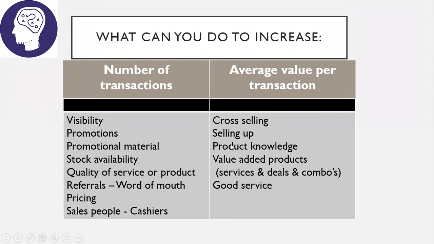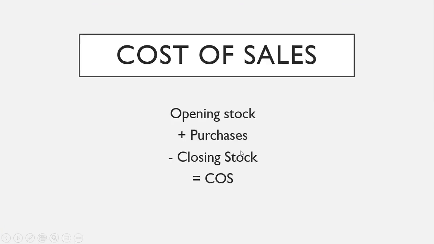If your product knowledge is good, you can improve your average transaction value because you can tell the customers about your products. And then if you've got any value added products, services and deals and combos, and then again, good service. So when you're struggling with sales, please look back at this. These are the things you can do to improve your sales, and do it consciously, plan to do it in your business.